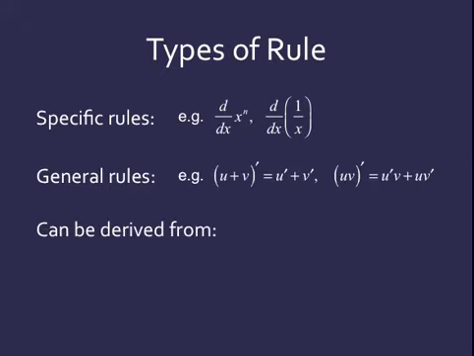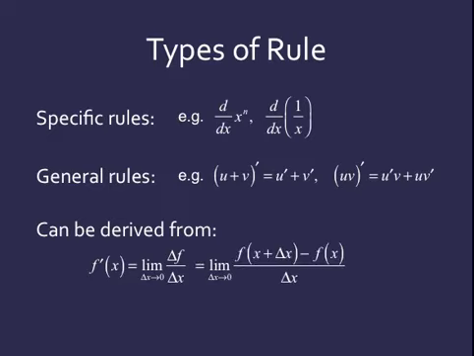These can all be derived from our basic definition of a differential as the limit, as delta x tends to 0, of the change in f over the change in x. Now written out in full, this is f of x plus delta x minus f of x all over delta x.